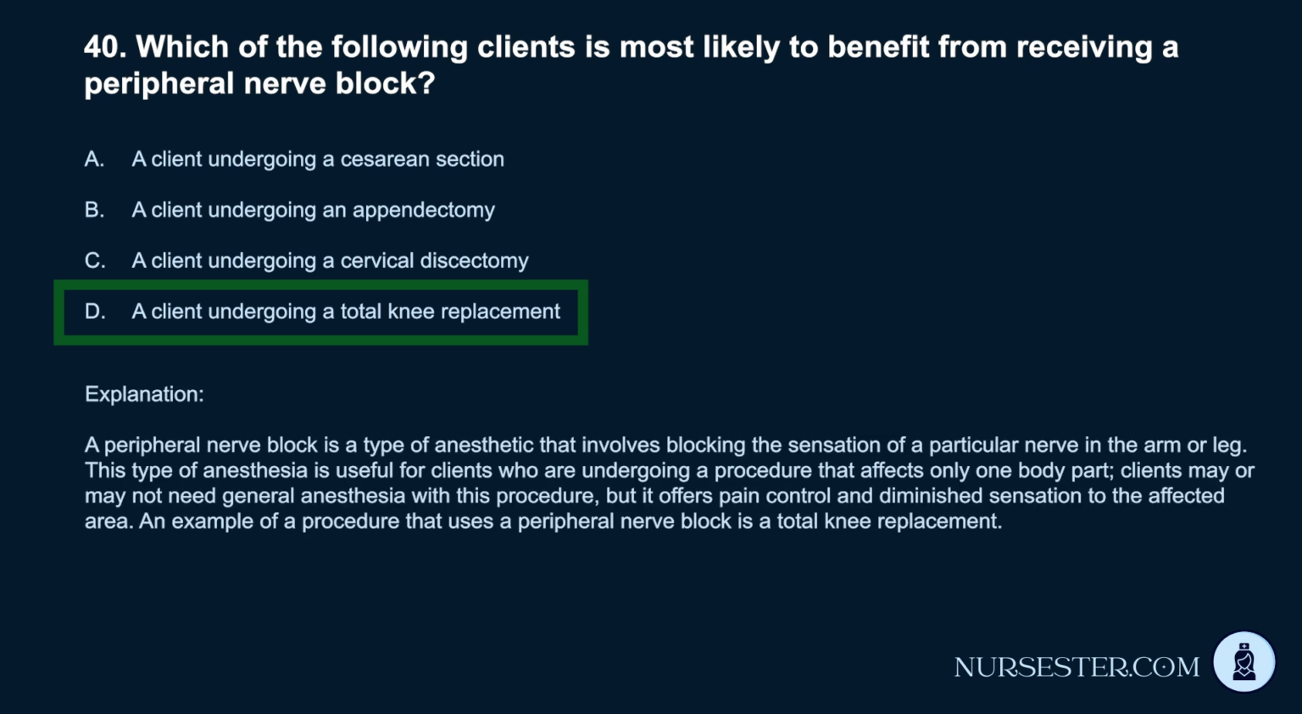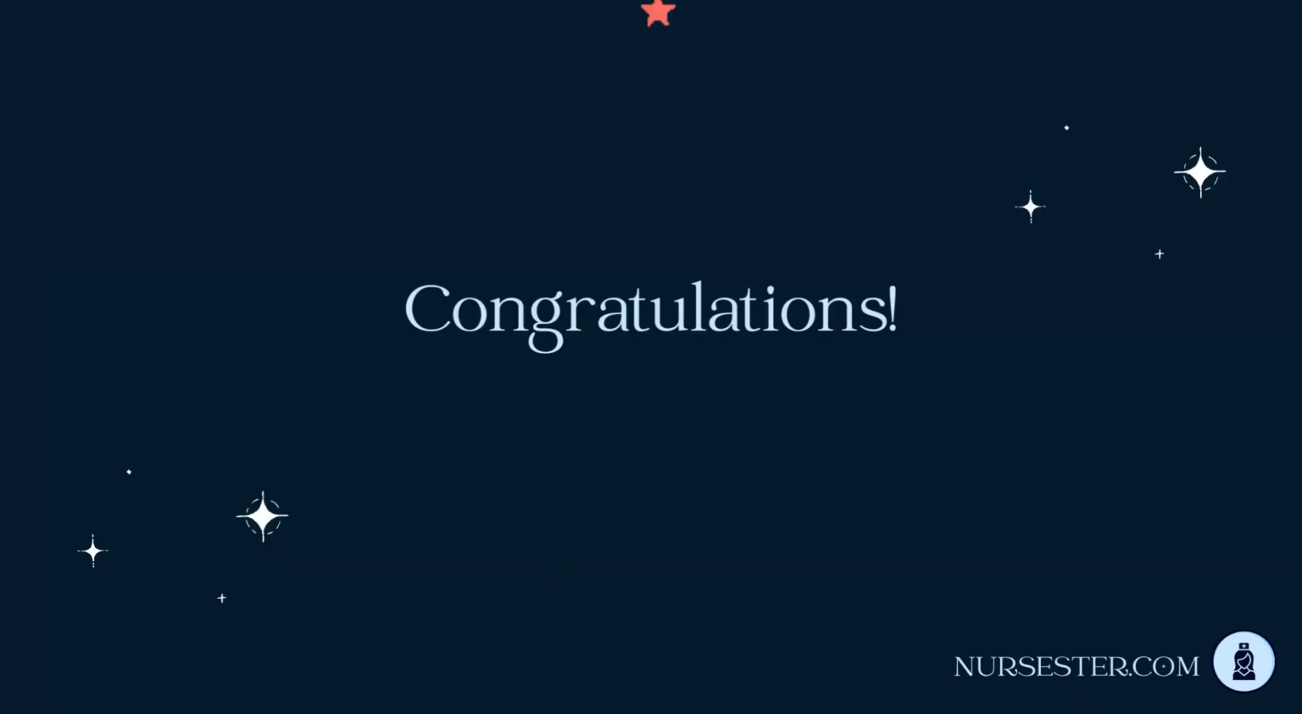A peripheral nerve block is a type of anesthetic that involves blocking the sensation of a particular nerve in the arm or leg. This type of anesthesia is useful for clients who are undergoing a procedure that affects only one body part. Clients may or may not need general anesthesia with this procedure, but it offers pain control and diminished sensation to the affected area. An example of a procedure that uses a peripheral nerve block is a total knee replacement.